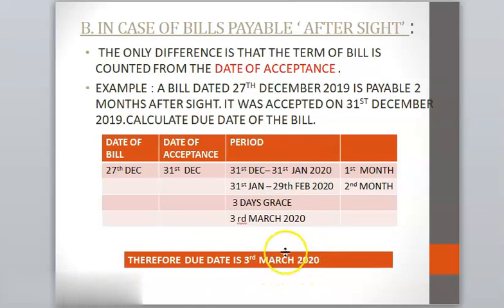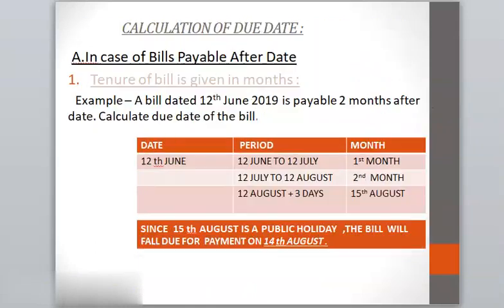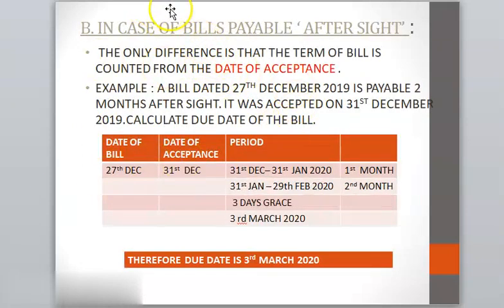Right? So now, see here, in these two cases, in case of bill payable after date, we will start calculating from the day when the bill is drawn, and in case of bill payable after sight, we will start calculating the due date of the bill when the bill is accepted.